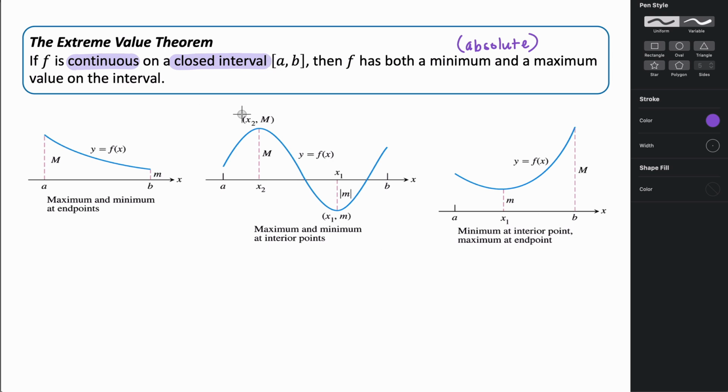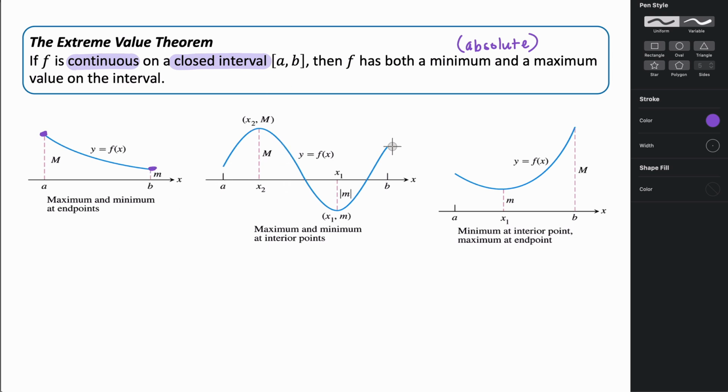And they can happen in 3 different ways, right? If you have a curve like this, it's monotonic, right? It's decreasing over the entire interval from a to b. Then you would get a maximum and a minimum at the endpoints. So you'd have the maximum value at a, and your minimum value would occur at b.